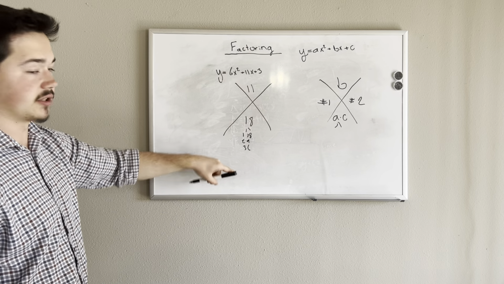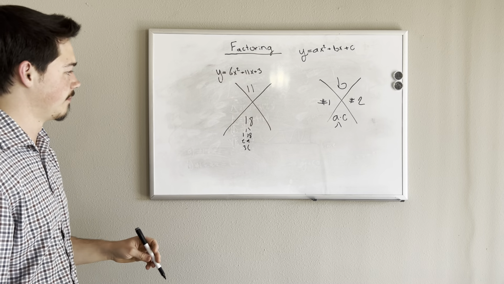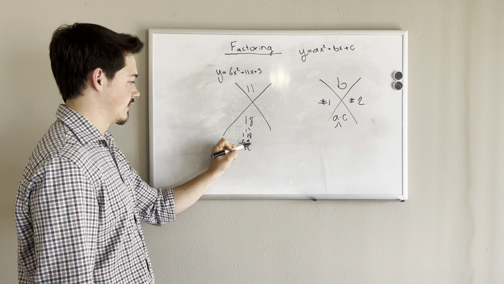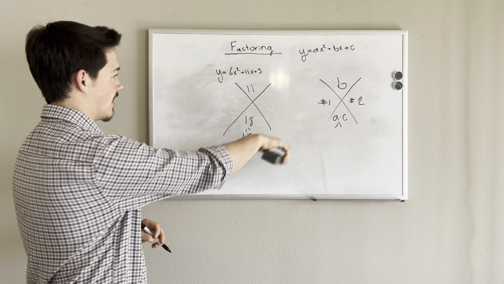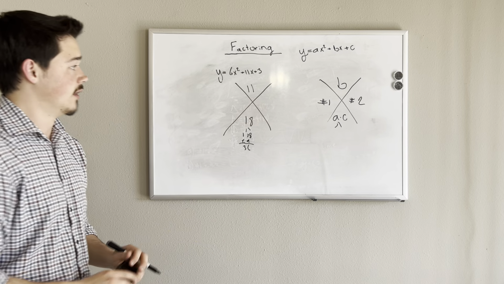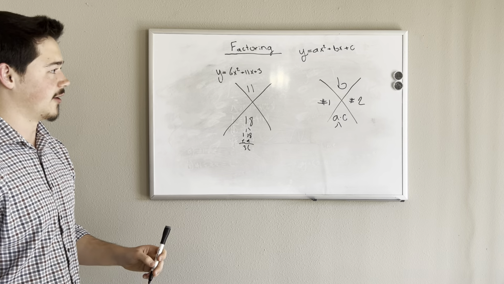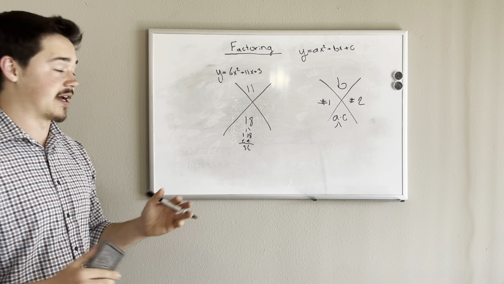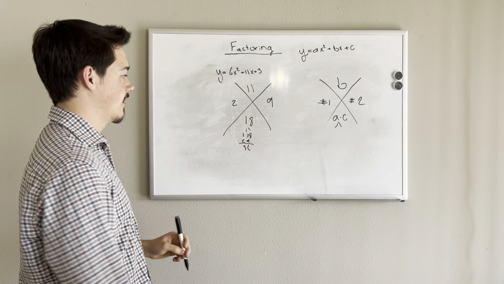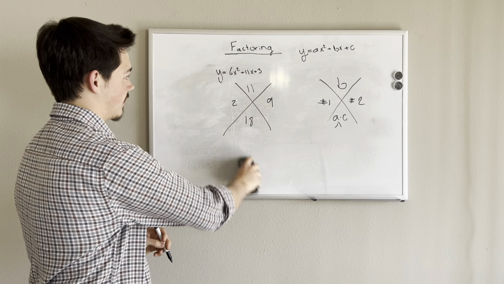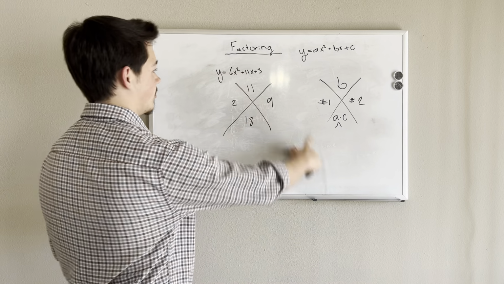Now we just need to find which combination of these will add up to 11. Well, what jumps out to me is 2 and 9. 2 plus 9 is 11, and so those will be our number 1 and number 2. Now how do we decide which one goes in which blank? Doesn't matter. So we can have 2 here and 9 here, or we can have 9 here and 2 here, and we'll see why that works in just a second. So I'm going to go ahead and clear this off.